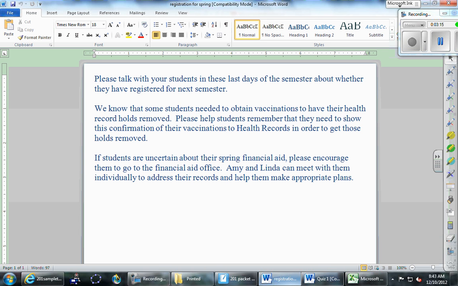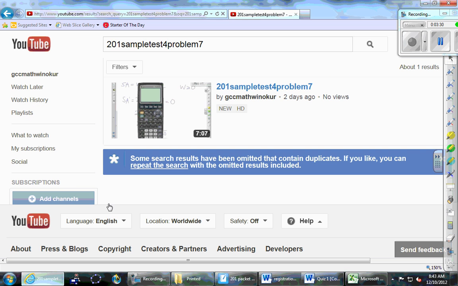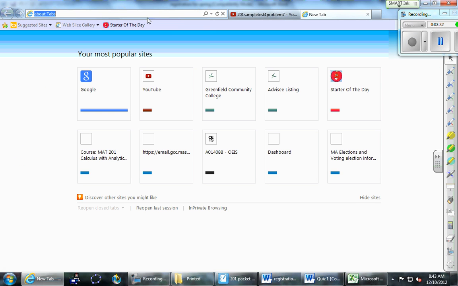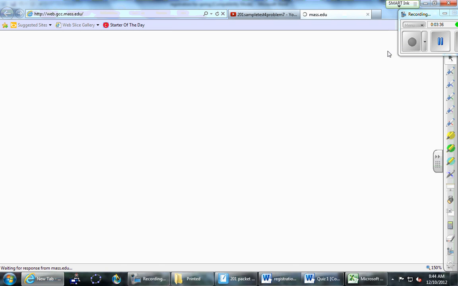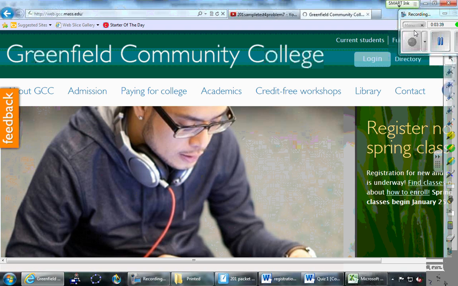If you haven't registered because you have a hold on your account, and it's a vaccination hold, then we want to make sure that you know how to get that hold removed. The way you get that removed is by talking to the folks over in Health Records. If you don't know where Health Records is, you go to GCC's homepage and type in Health Records, and it will tell you exactly where it is. There's a real nifty search bar up here that works quite well.